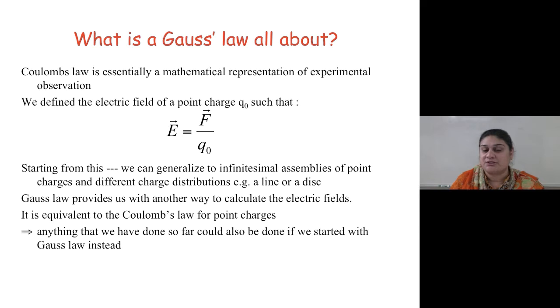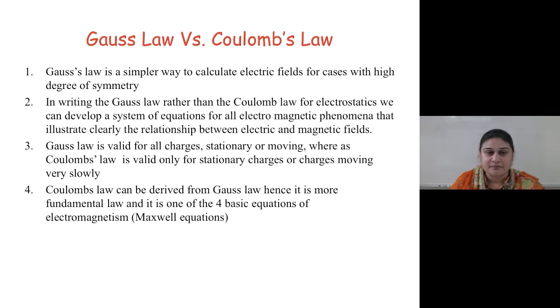It is equivalent to Coulomb's law for point charges. Anything that we have done so far could also have been done if we started with Gauss's law instead. So, Gauss's law versus Coulomb's law. What is the advantage of one over the other?